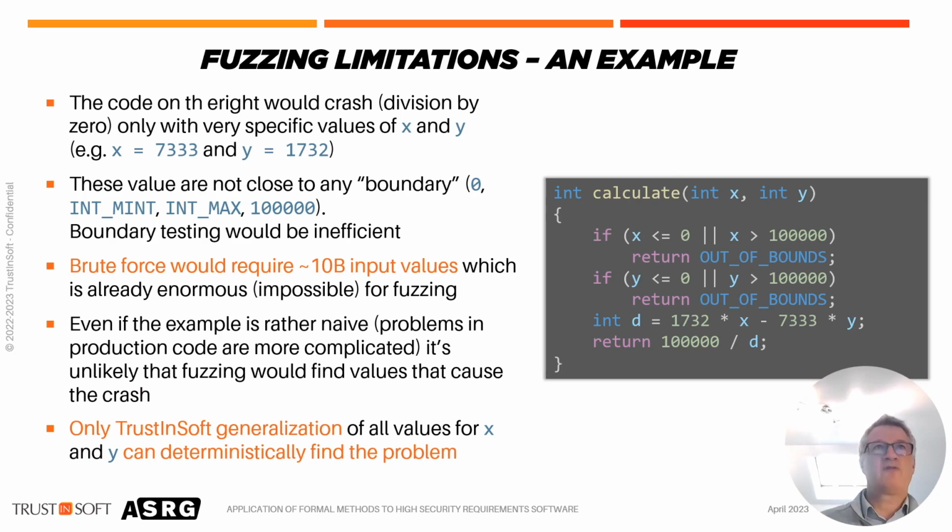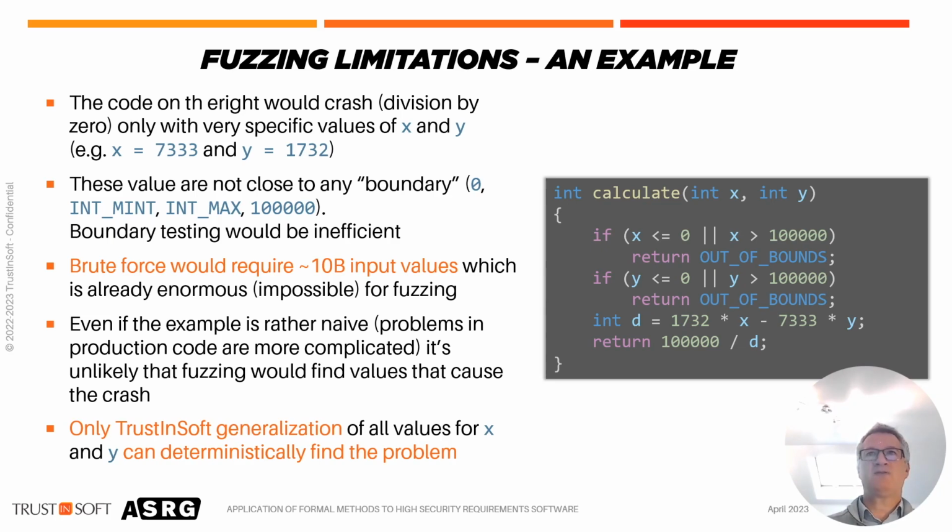So I stated that fuzzing has some limitations, and I wanted to give you an example before we wrap up this section on fuzzing. If you look at the code on the right side here, it's a function that calculates something, but what it does doesn't really matter. As you can see, there's a divider that is computed as 1732 times x minus 7333 times y, x and y being inputs of the function.